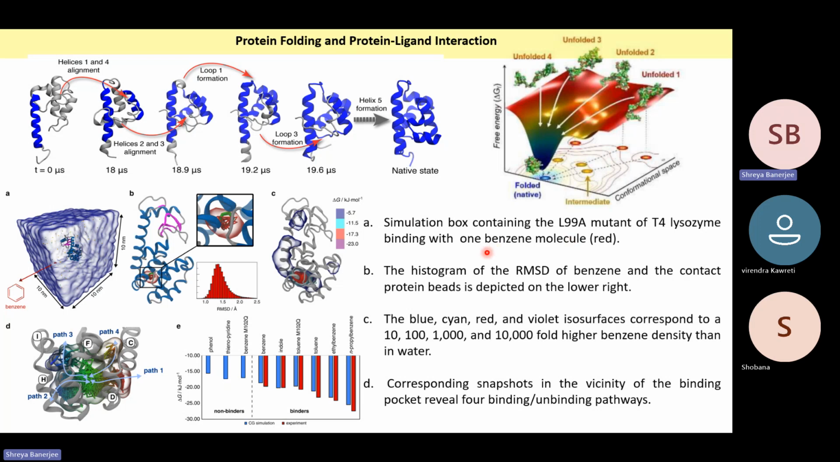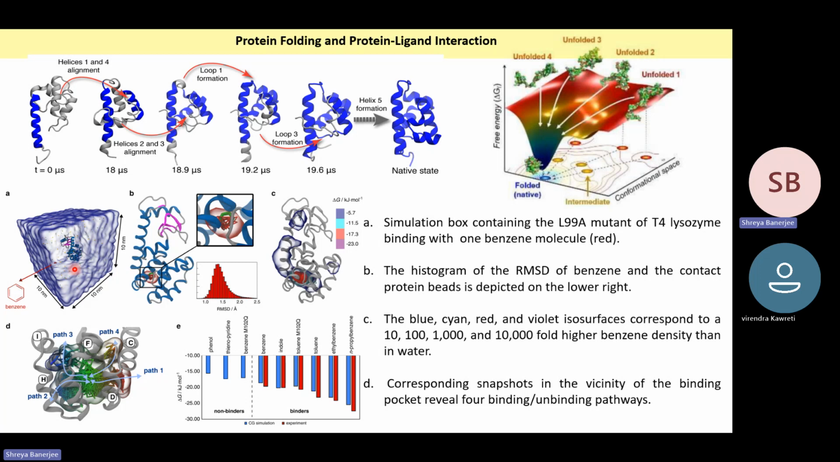And there is one benzene molecule shown in red here, which is binding to the protein. So before any molecular dynamics simulation, this simulation box has to be created. And in the box, we have to specify how many protein molecules are there, and how the solvent molecules are solvating the protein. There are different solvation models that I'll also discuss. And what are the interatomic, intraatomic forces acting within the protein, between the protein and solvent, and between two protein molecules. All that will be specified within this simulation box.